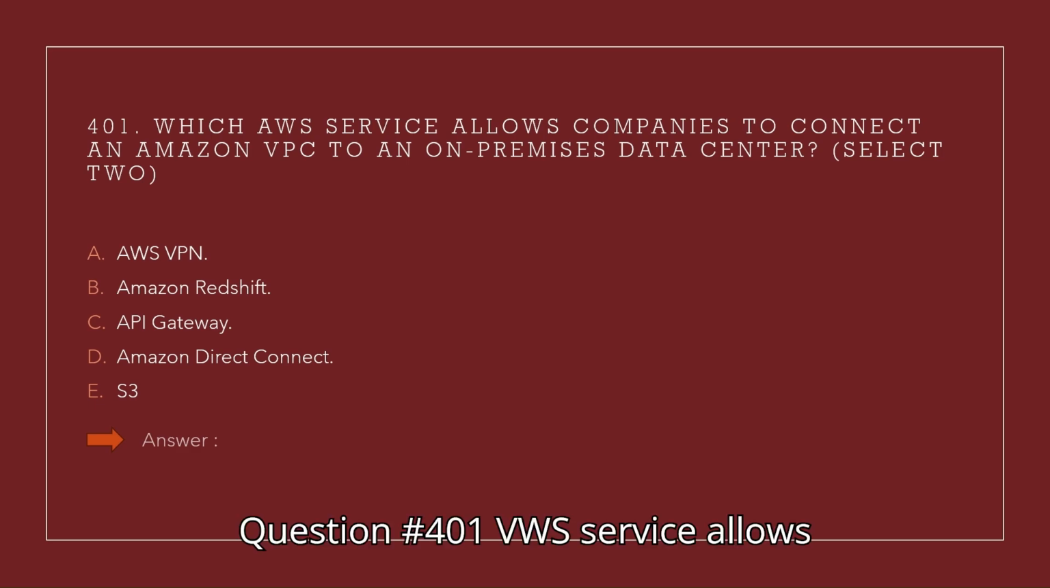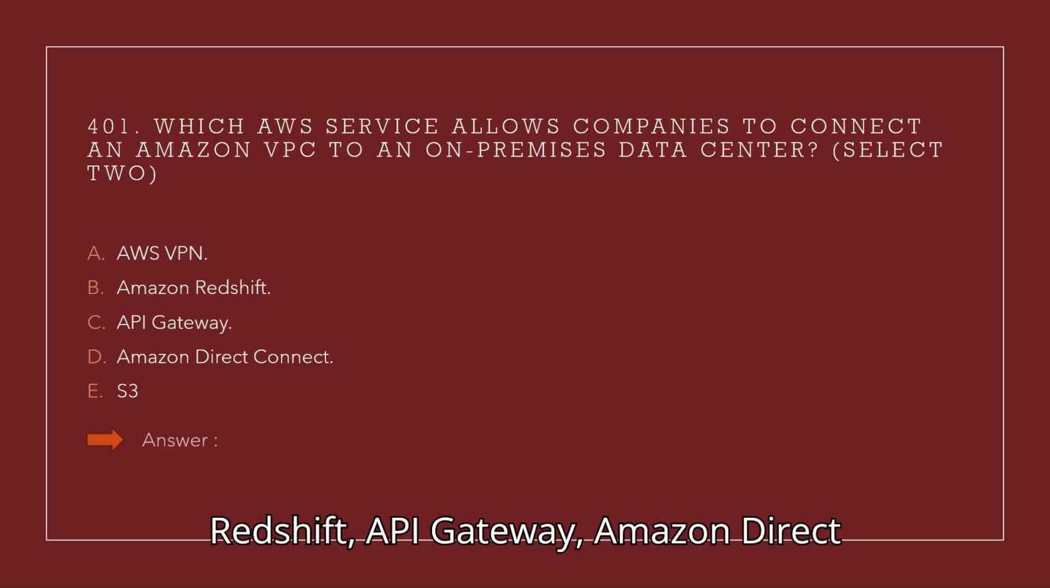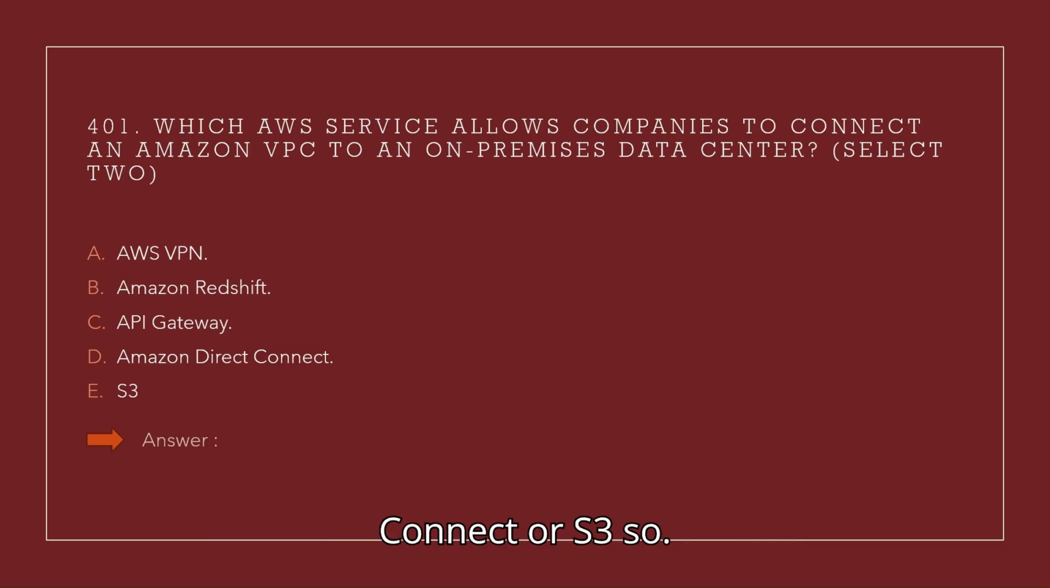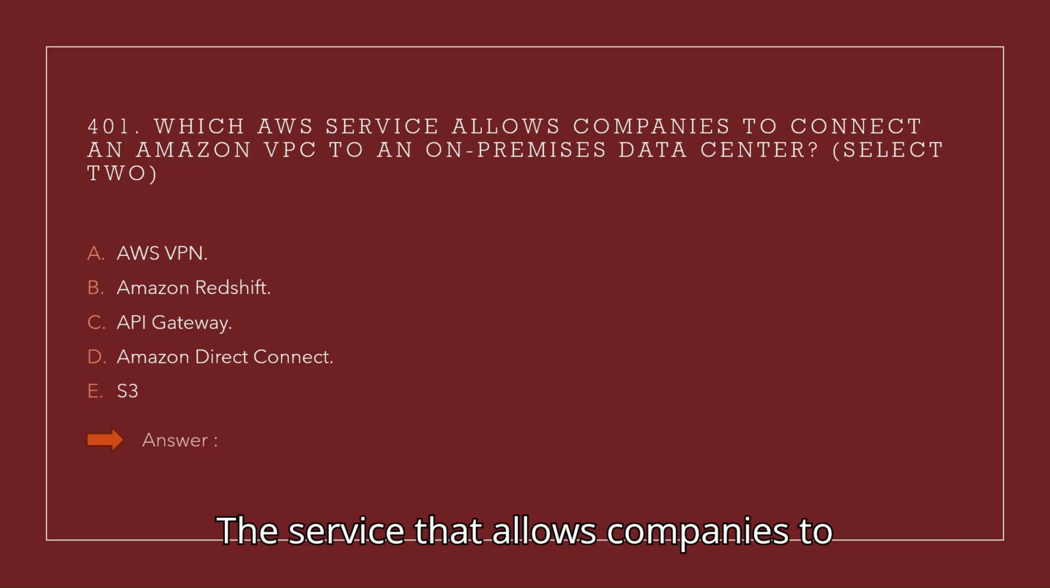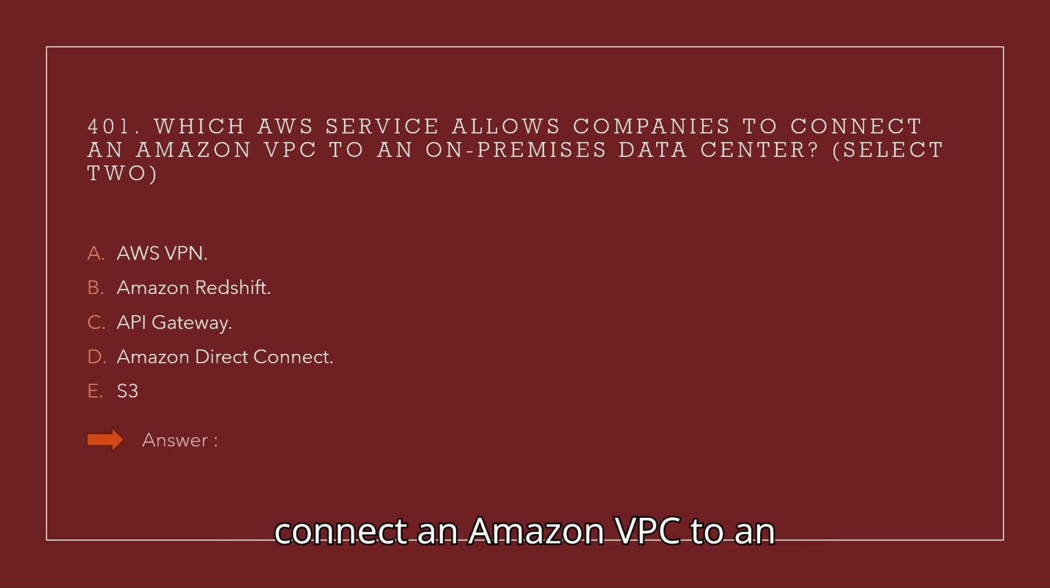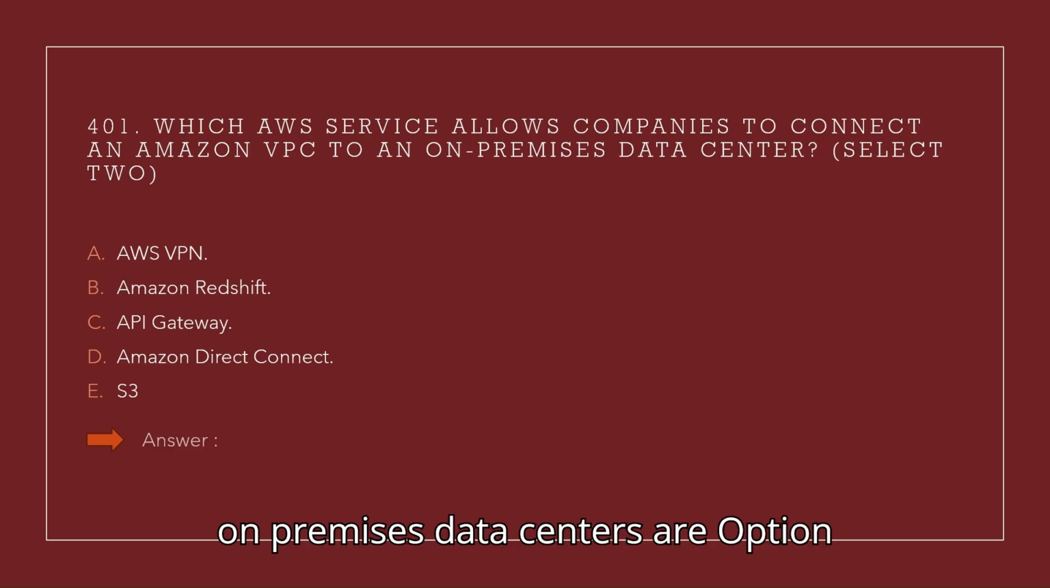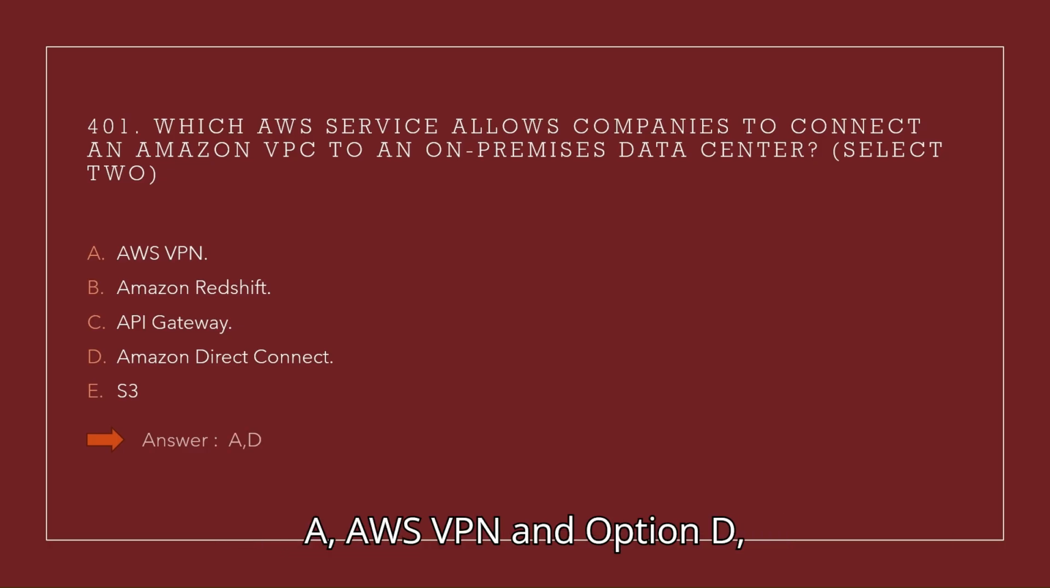Question number 401. Which AWS service allows companies to connect an Amazon VPC to an on-premises data center? AWS VPN, Amazon Redshift, API Gateway, Amazon Direct Connect, or S3. So, the services that allow companies to connect an Amazon VPC to an on-premises data center are option A, AWS VPN, and option D, Amazon Direct Connect.